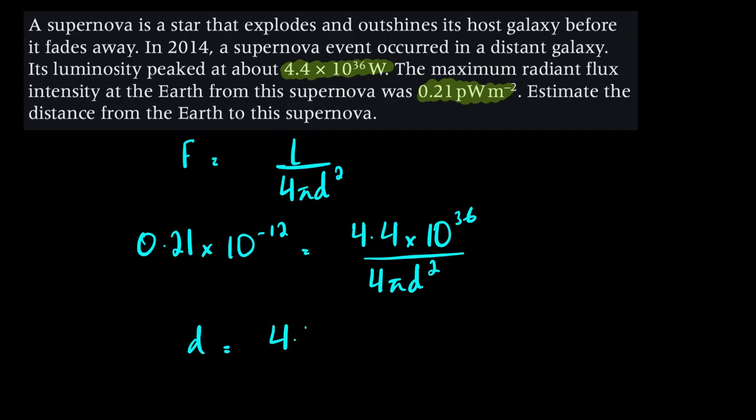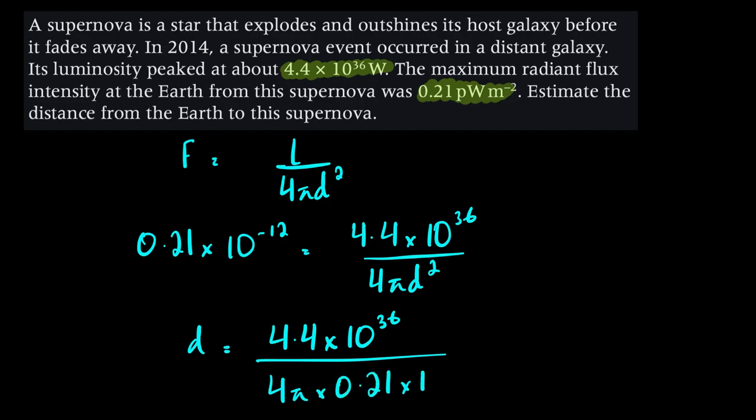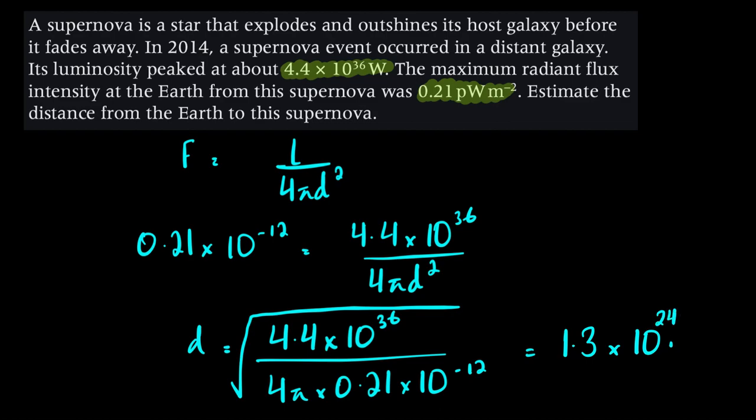Right, so this would be the square root of 4.4 into 10 to the 36 upon 4 pi times 0.21 into 10 to the negative 12, and this would also be under the root. So from here you can calculate d, and this turns out to be 1.29 into 10 to the 24. So just to 2SF, this would be 1.3 into 10 to the 24 meters.